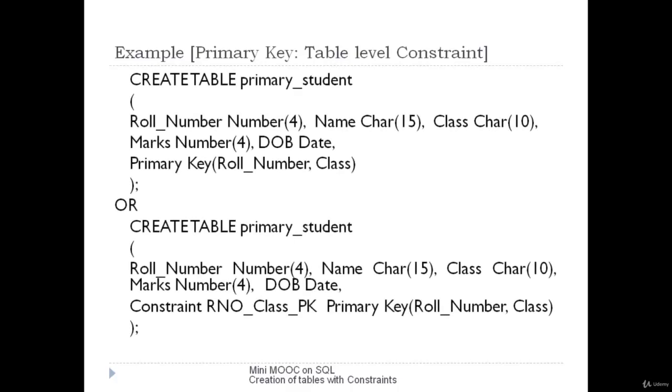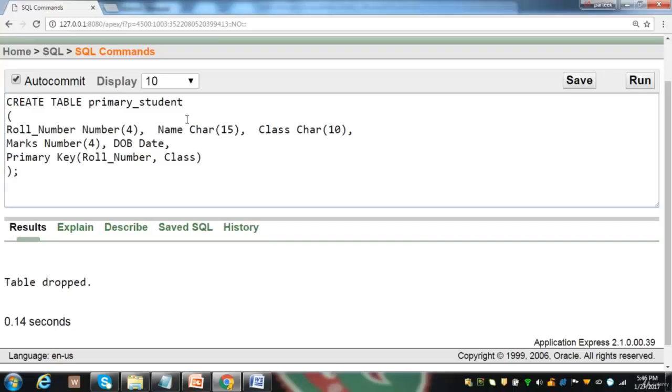To make roll number and class combination as a primary key in primary school database, we can use this statement. Here primary key is a table level constraint and it has been applied on roll number and class combination. Let us demonstrate this concept. I am going to create primary_student table with roll number and class combination as its primary key.